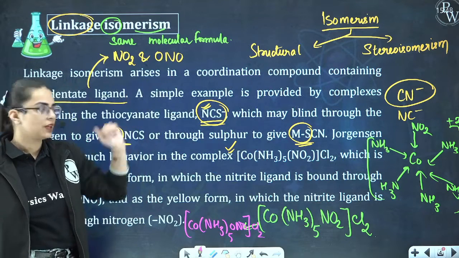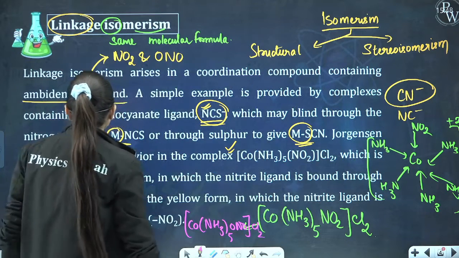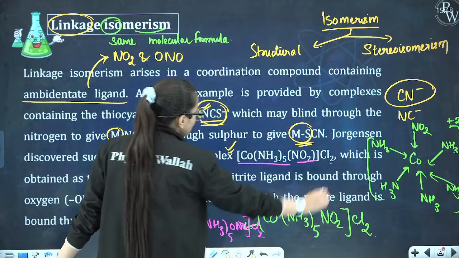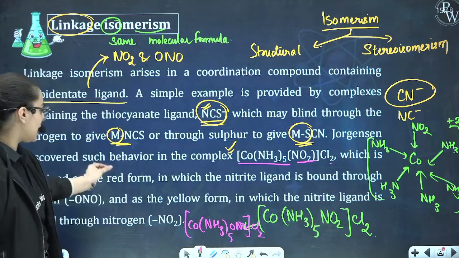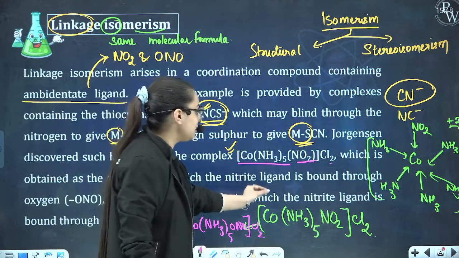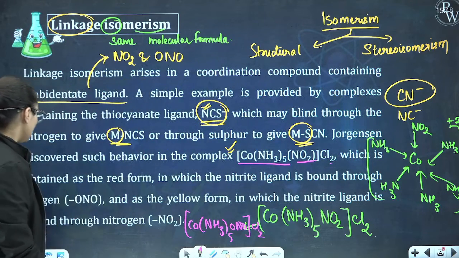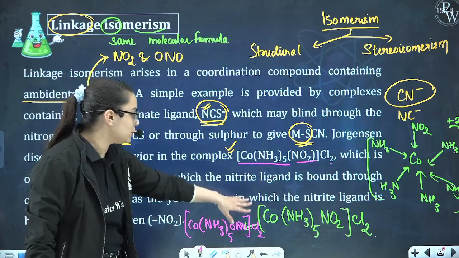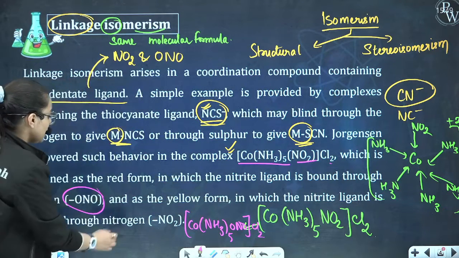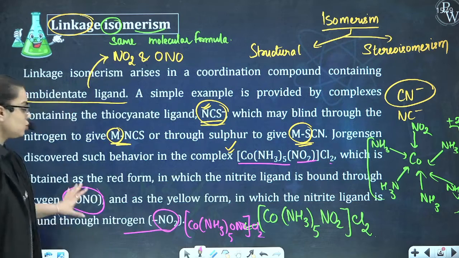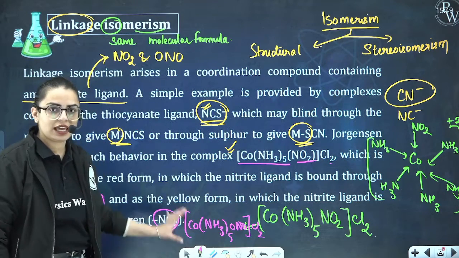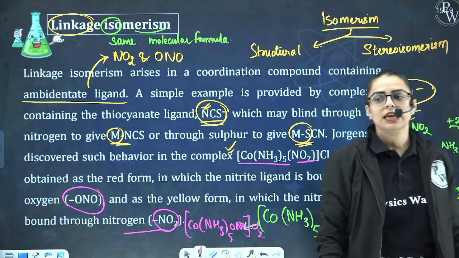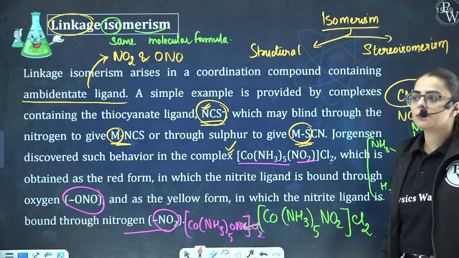Is it clear? Now they have said that it explains such behavior in the complex Co(NH3)5NO2Cl2, which is obtained as the red form in which the nitrite ligand is bonded through the oxygen, and as the yellow form in which the nitrite ligand is bonded through the nitrogen. So through oxygen and through nitrogen they are being linked and forming these two kinds of isomers. Is it clear to you people? So this is all about linkage isomerism.